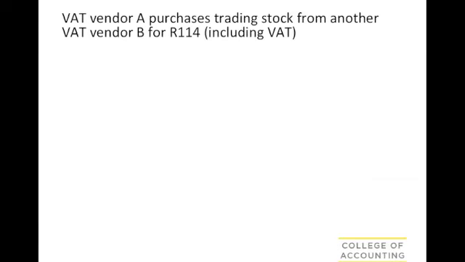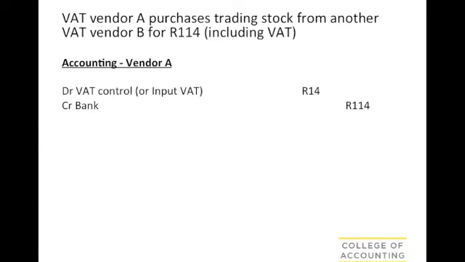VAT vendor A purchases trading stock from another VAT vendor B, for 114 Rand including VAT. Let's start with the accounting journal entries. Vendor A has incurred expenditure of 114 Rand, so that's a credit to their bank account. At the same time, they can recover 14 Rand in input VAT from SARS, so that is a debit to their VAT control account or to their input VAT account. And the balancing figure of 100 Rand is a debit to their trading stock account.